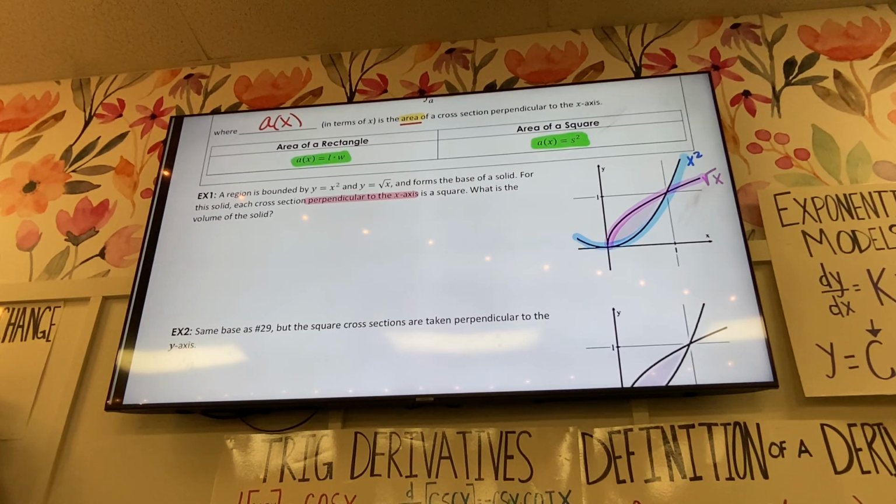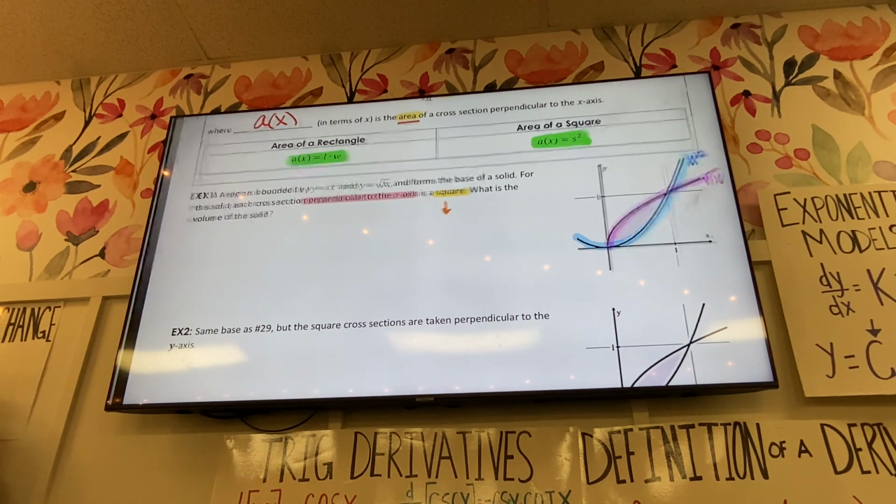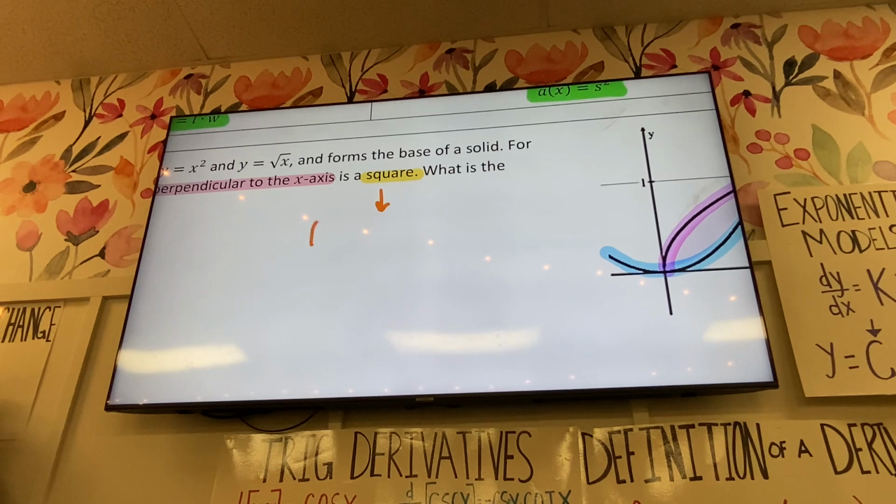The other thing that is important is the shape you have. I have cross sections that are squares. So all of my little shapes should be a square, and that is the area formula that I'm going to use. So my first step is to figure out the area formula. The area of a square is side squared.